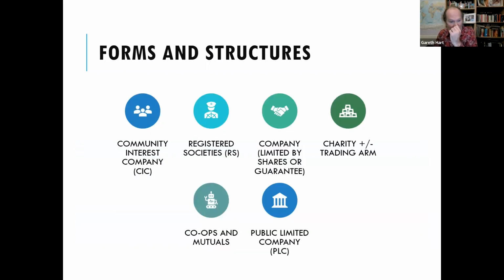So let's delve into the pros and cons of these specific structures. We've got 10-15 minutes. Here are some of the most common ones: community interest companies, or CICs, or KICs they're called. Registered societies, so community benefit societies, mutuals, cooperatives. Standard companies, different types of charity. Co-ops and mutuals can choose any one of these structures. Social enterprises can choose different structures. I've put PLC there. There are some, but it's very few. And that unincorporated model we talked about.